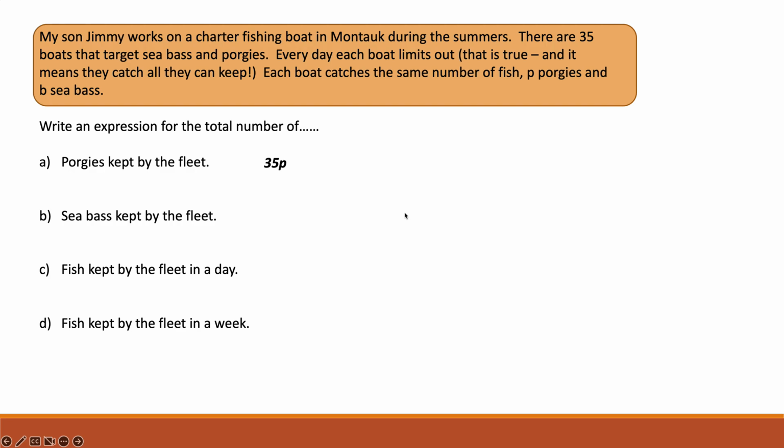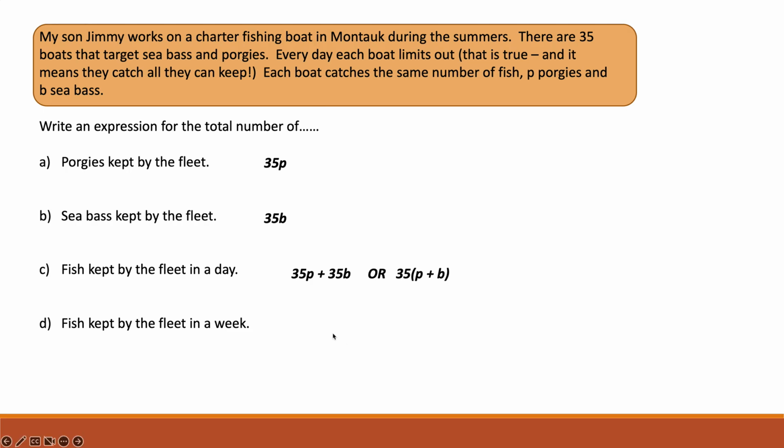That would be 35P. Every boat catches P porgies, multiply it by 35. Sea bass, every boat catches B sea bass, multiply by 35, 35B. The fish kept by the fleet in a day. There's really 2 ways to do that. You can add up the answers to parts A and B, because that's porgies plus sea bass, or you could do one boat catches P plus B, in parentheses, then multiply that by 35. You're grouping, in the second case, the porgies and the sea bass by a boat. When you group, you use grouping symbols. Grouping symbols are types of parentheses and brackets, and then you multiply by 35.